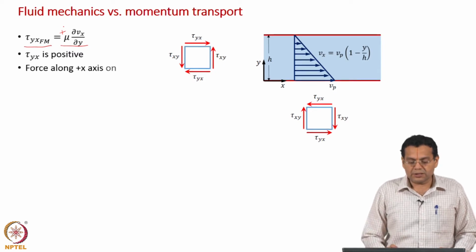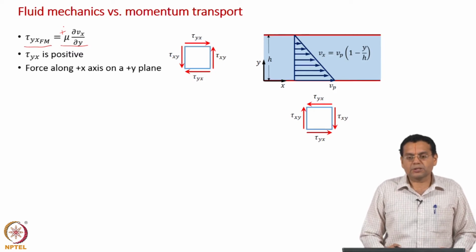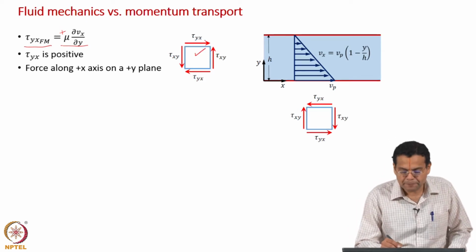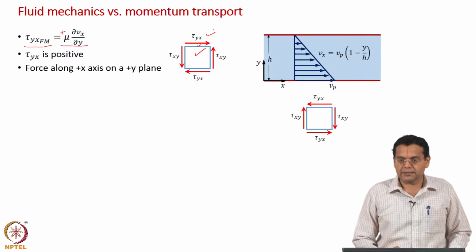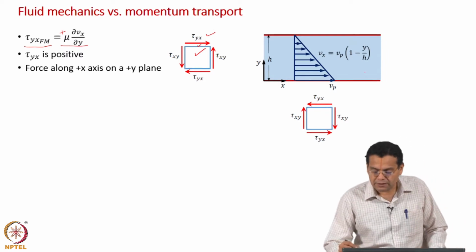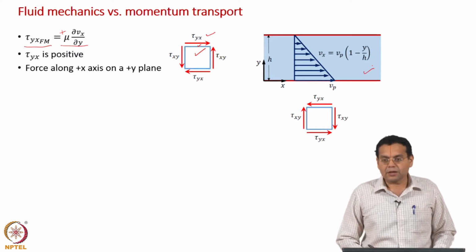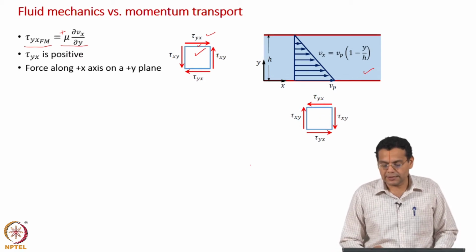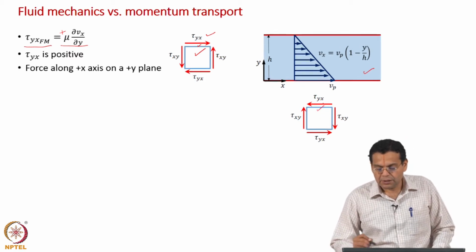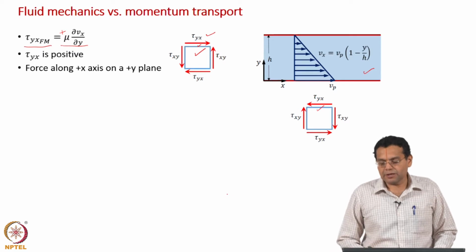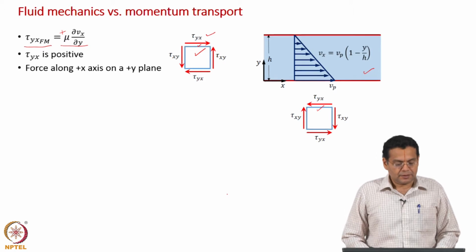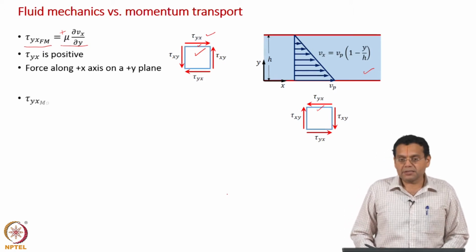Force along positive x axis on a positive y plane, that is what is shown here. You have a positive y plane and force along positive x axis. That is why for this case, because tau ix is negative, on a positive y face, we have shown the force along negative x axis. Okay.